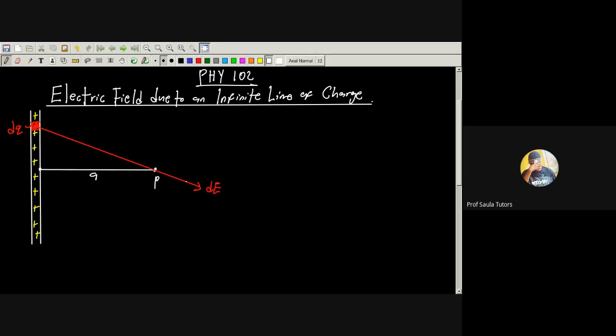Don't forget that I can resolve this electric field into two components. Into the what? The horizontal component.